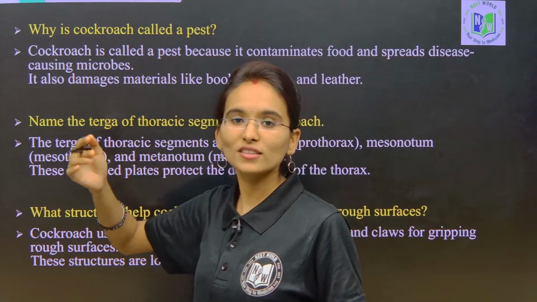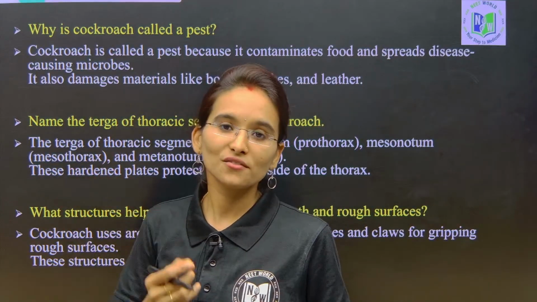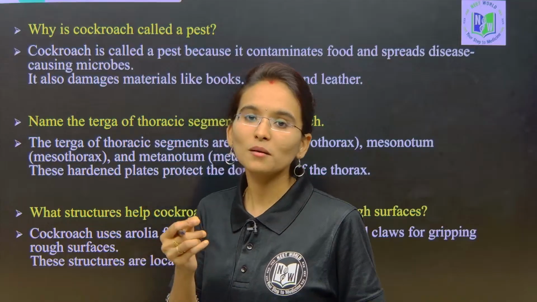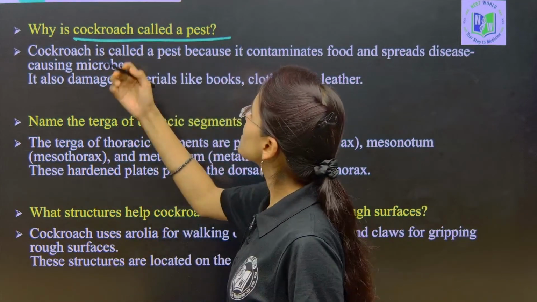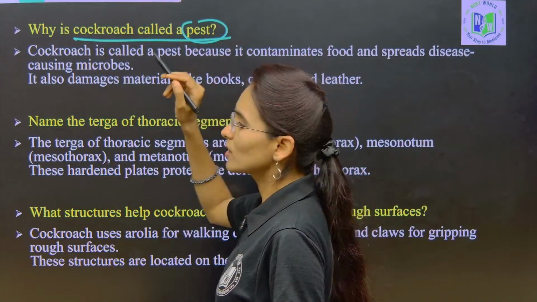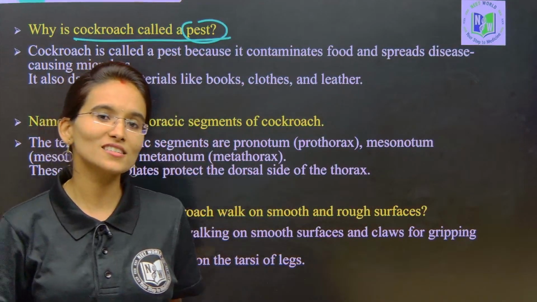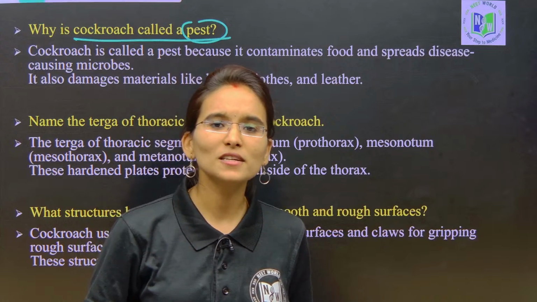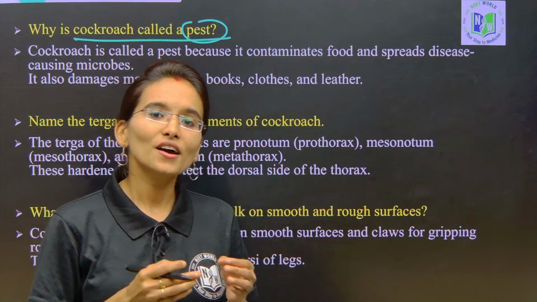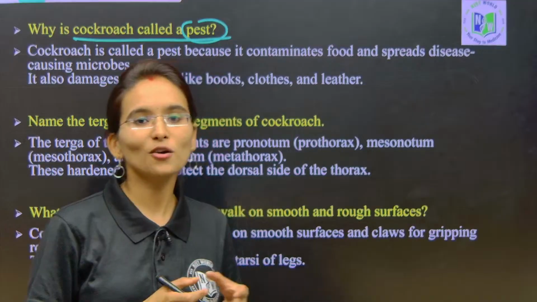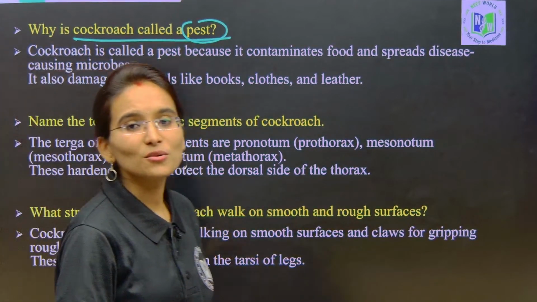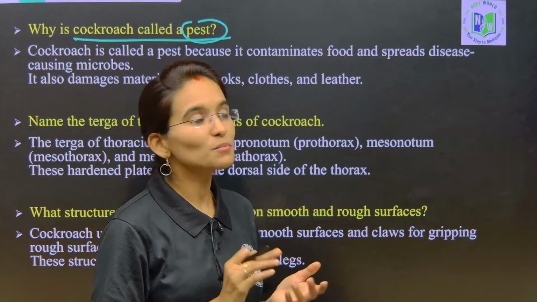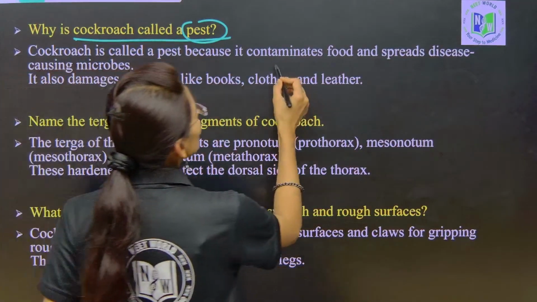But before that we have to look into each and every answer which is going to come from the morphology. So, why is the cockroach called a pest? It is a very simple question, my dear students. Because we can find it everywhere. It is actually an omnivorous insect. We call it a pest because it contaminates the food.